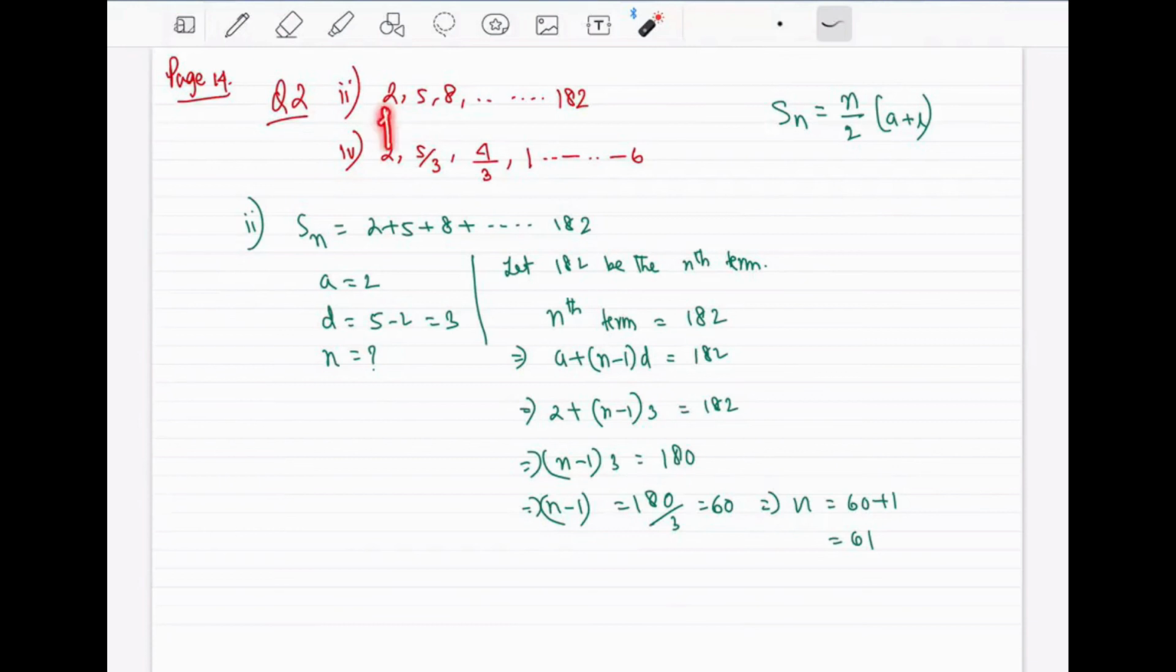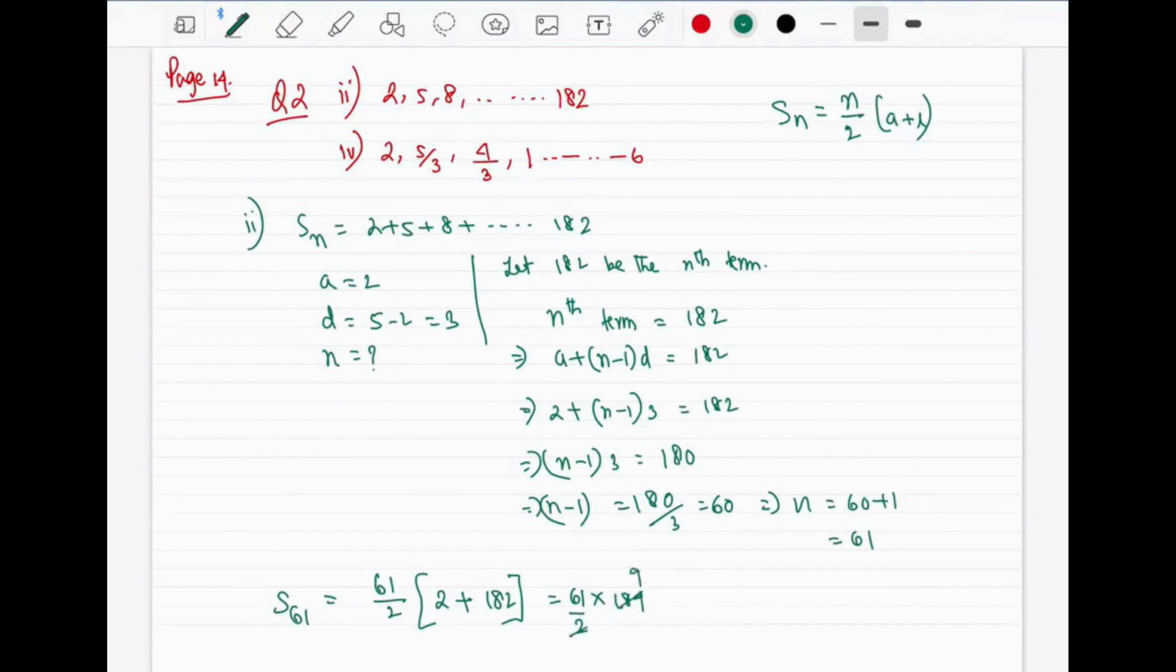Okay. So if this is the first term, second term, third term, this is what term? 61st term. If I continue to count until 182, there are how many of them? There are 61. So this Sn will be replaced by what? S61. Okay, let's find out S61. S61 is equal to, we can use the formula here. Since the last term is known, you don't need to use twice a plus (n minus 1)d. So we will have 61 by 2. A is how much? A is 2 plus L is how much? 182. So we get 61 by 2 into 182 plus 2, which is 184.